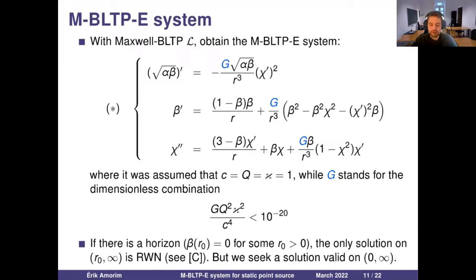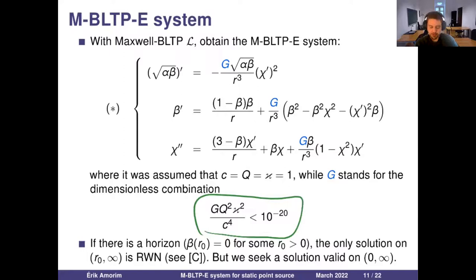Where I've now assumed, and I'm going to do this from now on, the constants C, Q, and kappa. Kappa is that special constant of the theory. I'm just assuming they're one, so I'm redefining my variables to be dimensionless. Now whenever you see a G, it stands for this particular dimensionless combination that's a multiple of the Newton constant. And I should say it's a really, really small constant. So G is now really small.